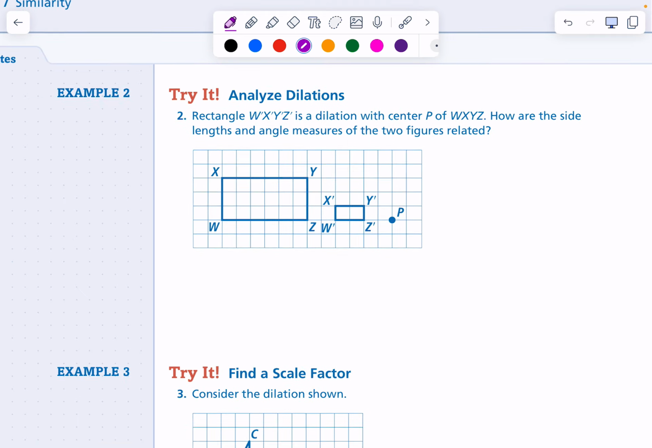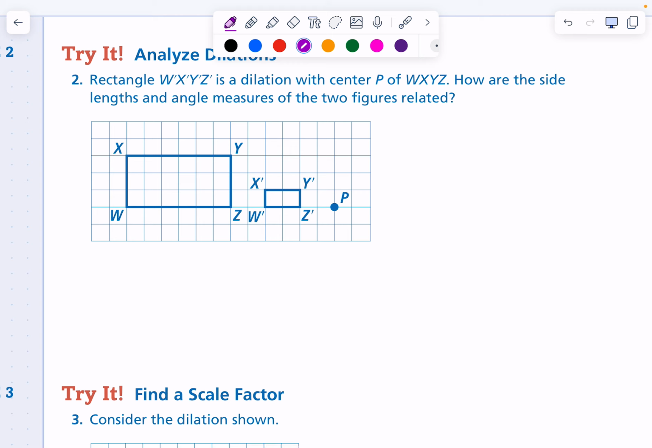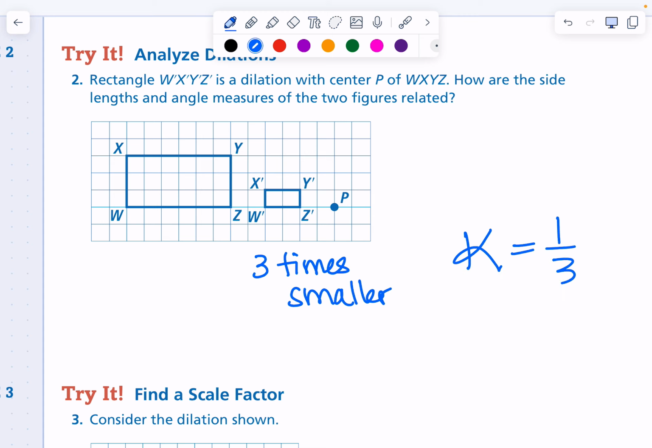All right, so what do we think? Okay, so it's 3 times smaller. So K would equal 1/3. I love that. Yeah. Okay, good.